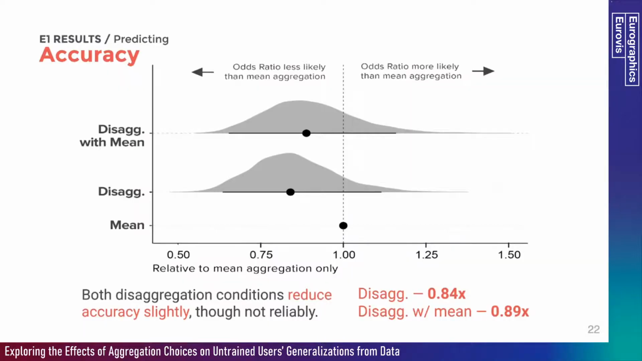We pre-registered hierarchical Bayesian logistic regressions for each of the outcome variables, estimating the effect of aggregation conditions on the probability that a generalization is correct. Our model also estimated fixed effects of order and included random effects for participant and stimuli ID. You can check out the paper and our supplementary materials for full results and analyses. The plot shown has posterior estimates of the effects of aggregation strategy. We see that relative to mean aggregation only, both disaggregation conditions reduce the odds of an accurate generalization slightly, although not reliably, since the 95% intervals on the estimates overlap with 1.